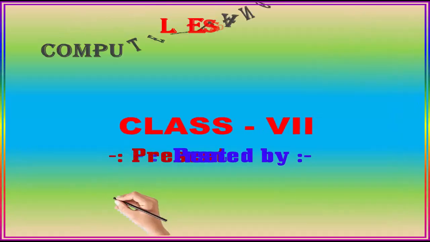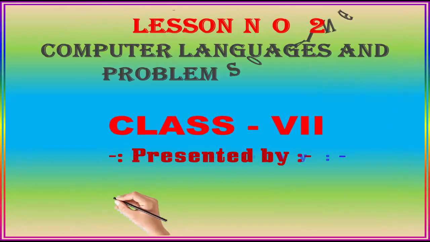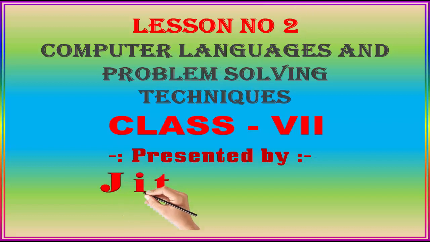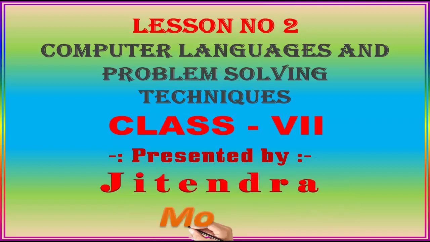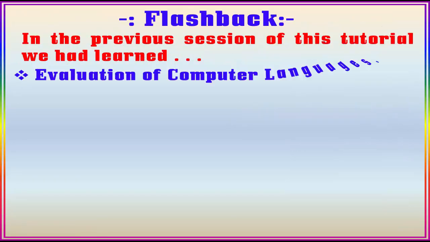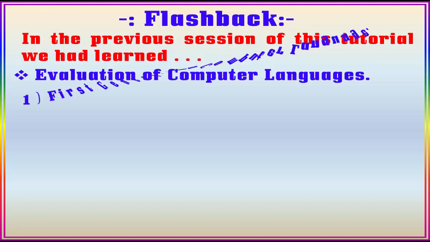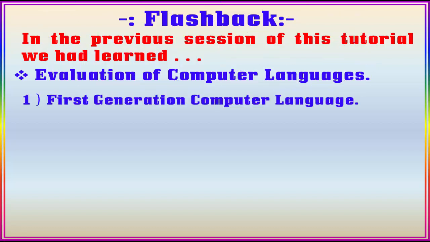Welcome all of you. In the previous session of this tutorial, we had learned the evolution of the computer languages, means how the development of the computer languages had gone over a period of time. So we had learned the first generation computer language is known as machine language, binary language or low level language, which is understood by the computer only. It was very difficult to use and understand. Also it was machine dependent.